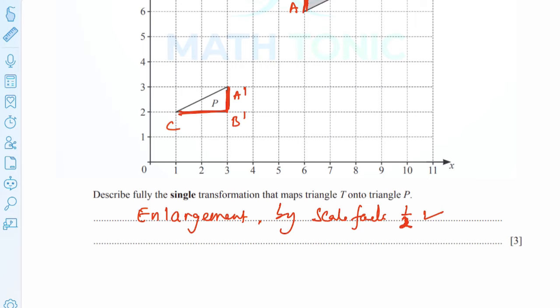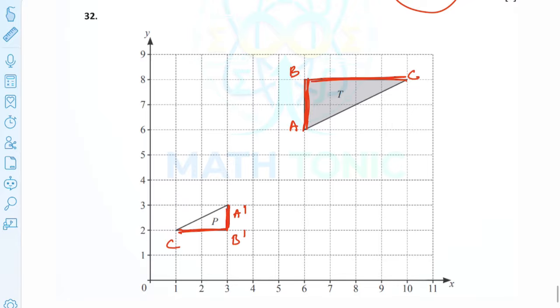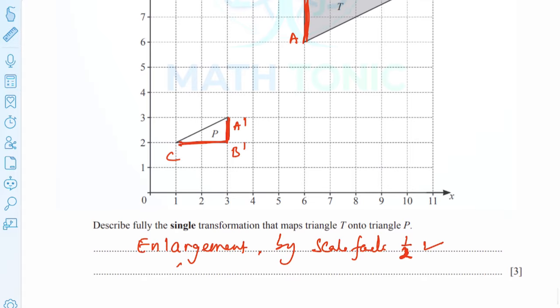Don't write down a 2, because we are doing from T to P, not P to T. Got it? And next is center of enlargement. Center of enlargement, how to find this?